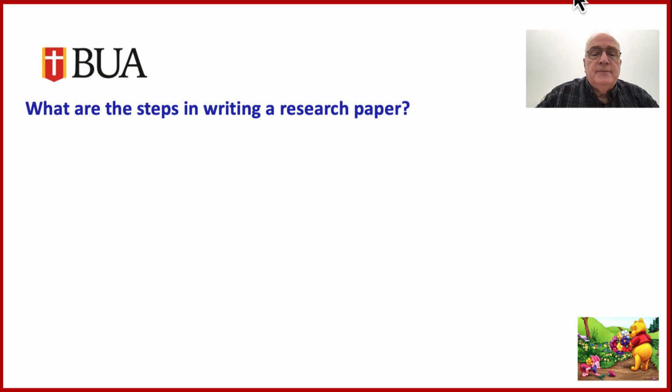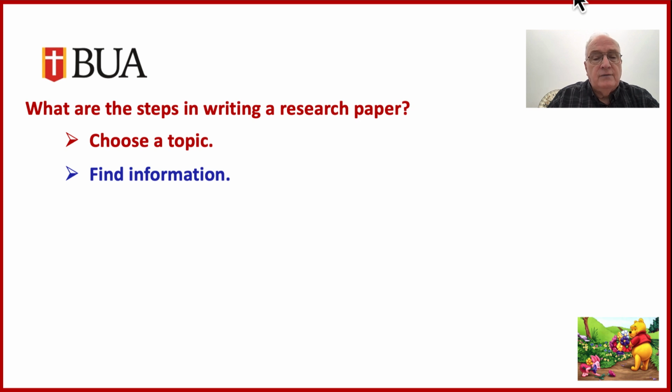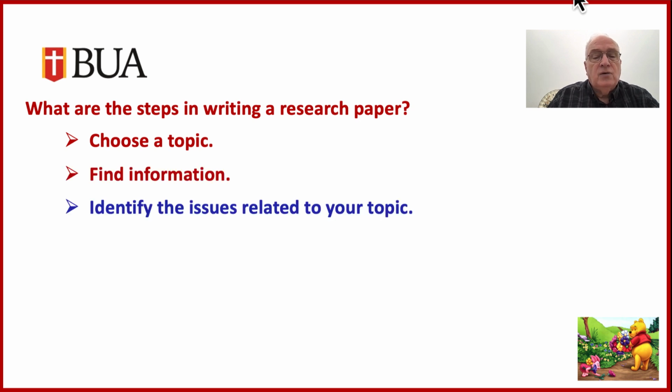What are the steps in writing a research paper? Well, it differs. If you are writing a meta-analysis of literature, then you're going to use what I'm going to give you. But if you're doing a statistical research paper and much more scientific study, you would include methodologies and discussions of findings and those things. First thing you're going to do, though, is choose a topic. You're going to find information about that topic. You're going to identify the issues related to your topic.